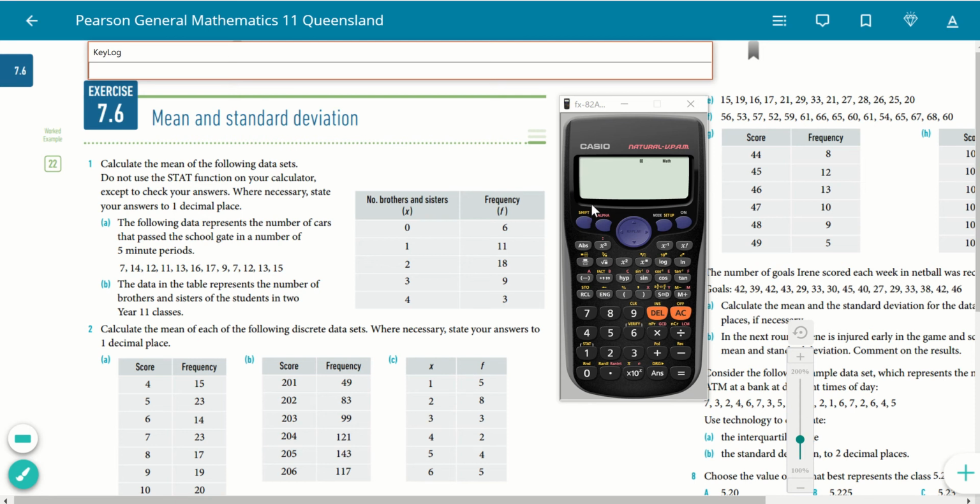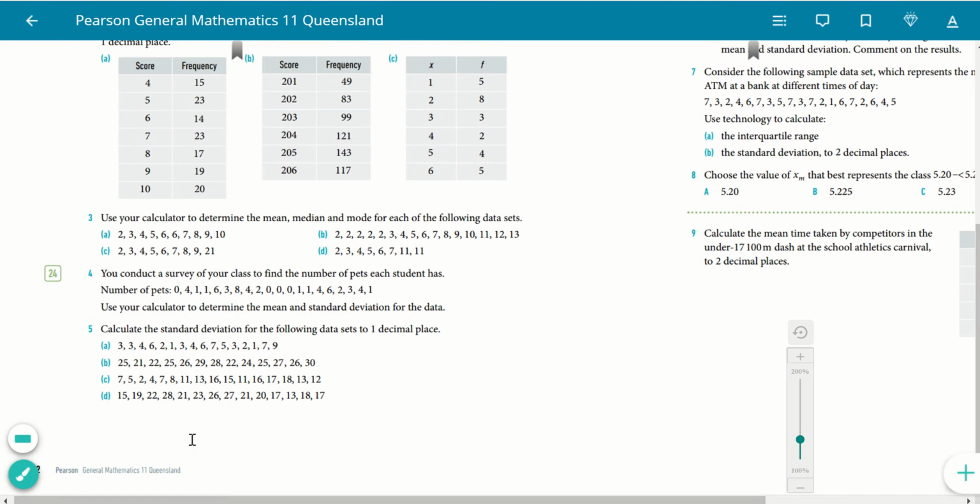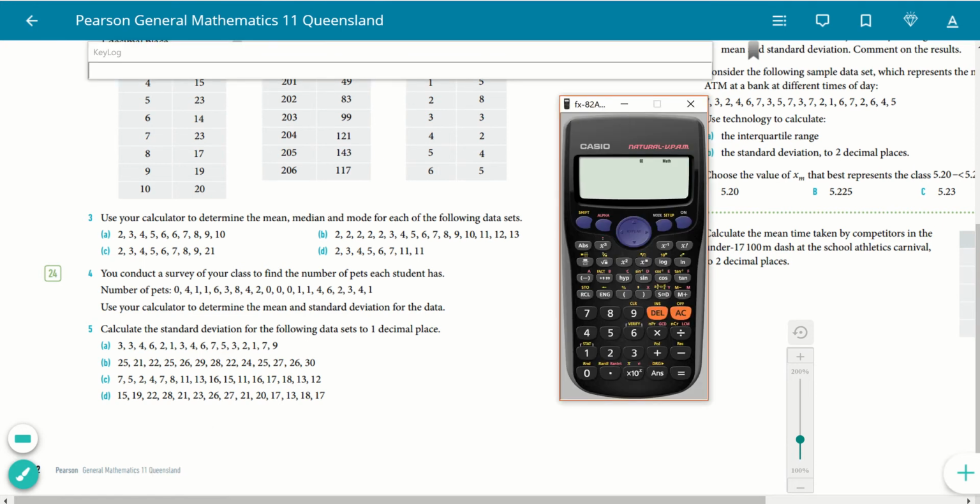Okay, hello students. I want to do a couple of lessons with you on your calculator, and we're looking at the mean and standard deviation at the moment. Now, let's have a look at something like question 5. We want to calculate the standard deviation of the following to one decimal place.